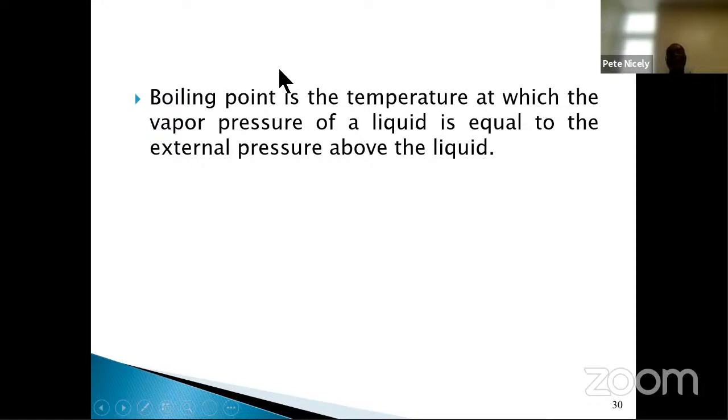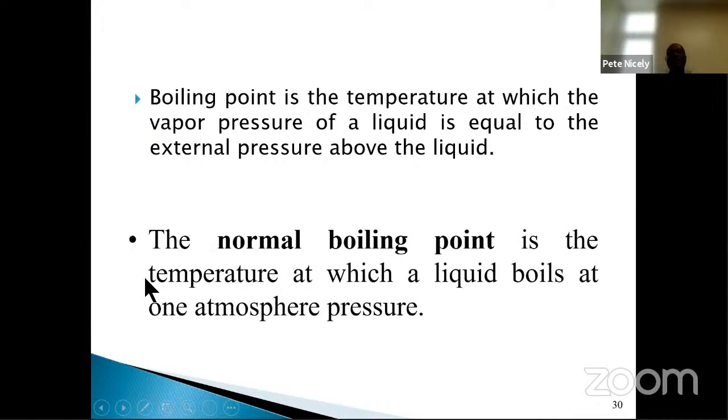So what is implied in this definition is that the boiling point is actually dependent on the external pressure, right? The next definition I want to give you is the normal boiling point. The normal boiling point is the temperature at which the vapor pressure will be equal to the atmospheric pressure, where the atmospheric pressure is 1 atmosphere. That's what's called a normal boiling point.